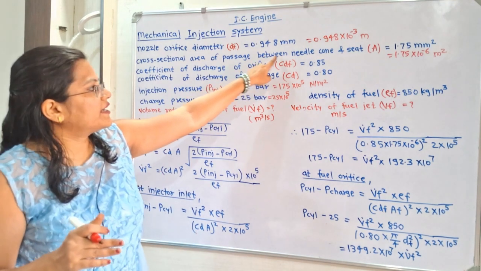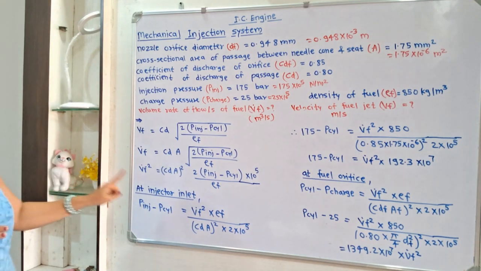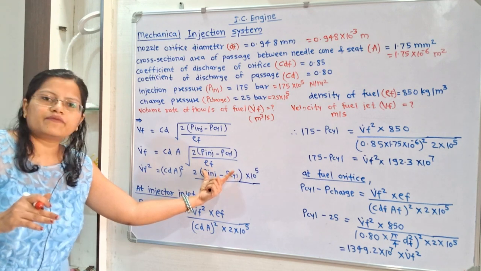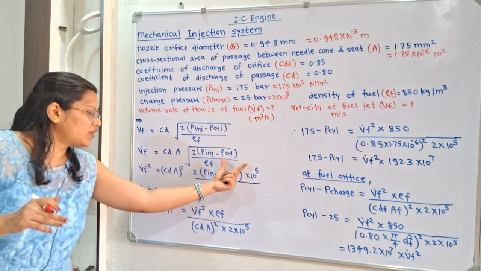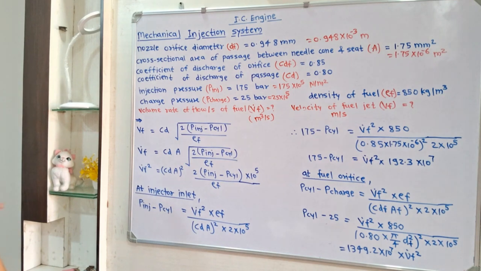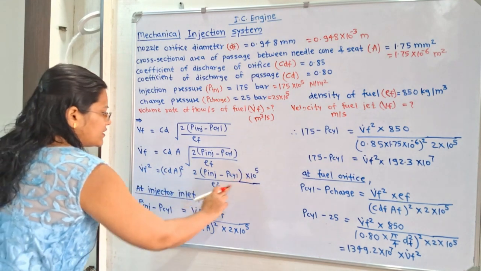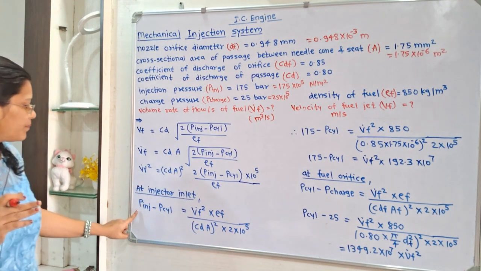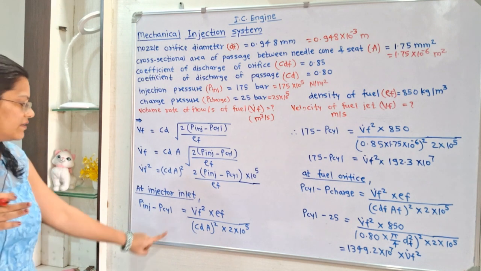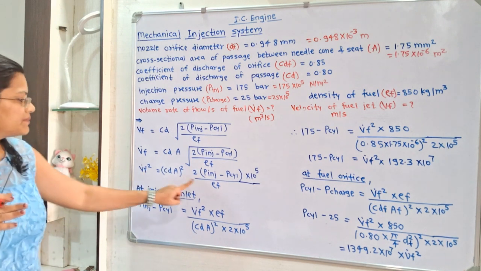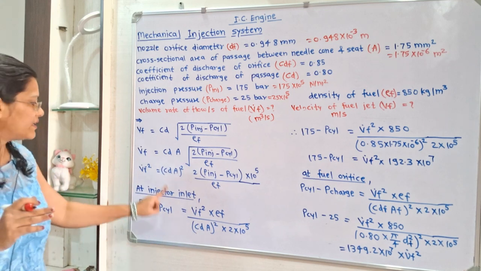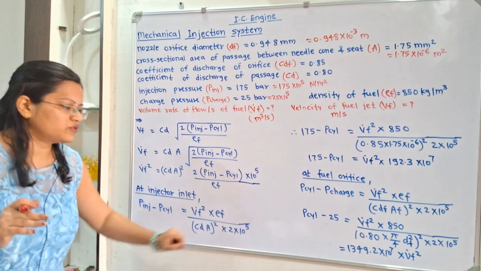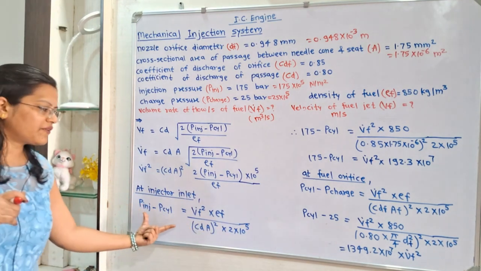Then area A is also given, so we have to put that value. And this P injection minus P cylinder we will keep on one side and all the data to the other side. So I will transfer all these terms to the other side. So what is the equation? P injection minus P cylinder is equal to V dot F square into rho F divided by (CDA) bracket square into 2 into 10 raised to 5. So this is the equation.